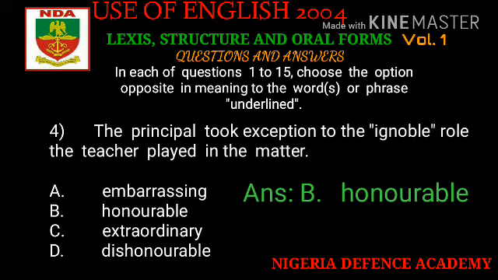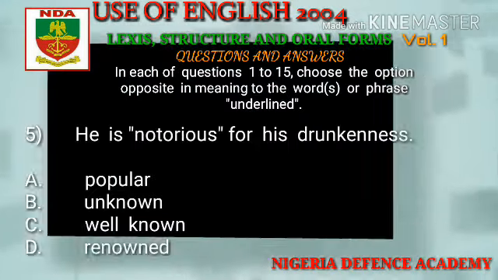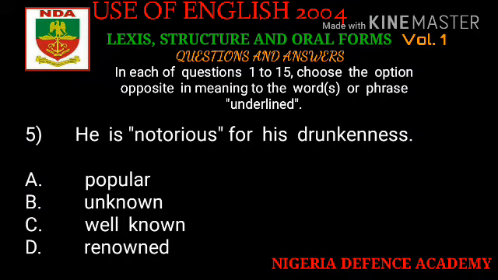You are right. Okay, now let's go to the next question. Question number five. He is notorious for his drunkenness. Now, what do you think is the answer? Option A, popular. Option B, known. Option C, well known. Option D, renowned. Tell me, what is the answer?